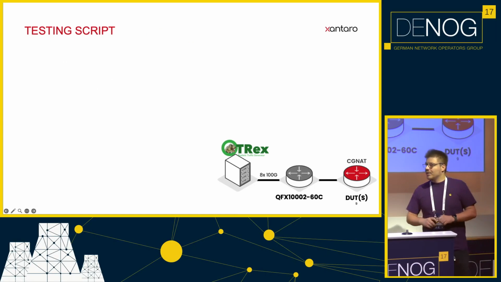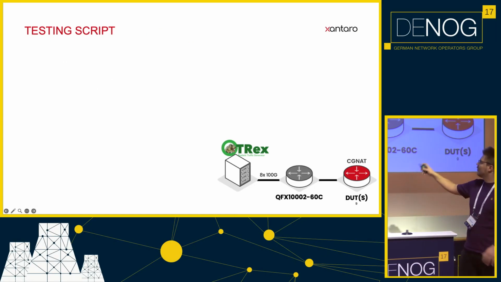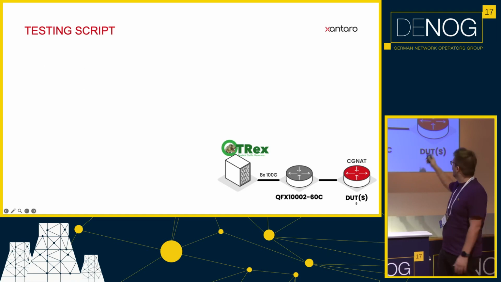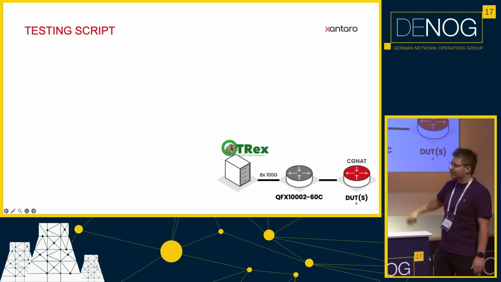Okay. You can see the topology. We had a server connected with 8 times 100 gigs to a QFX 10K. This was just used because it had a lot of 100 gig ports, nothing special there. And all our DUTs connect to this.